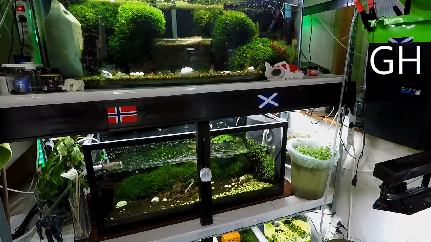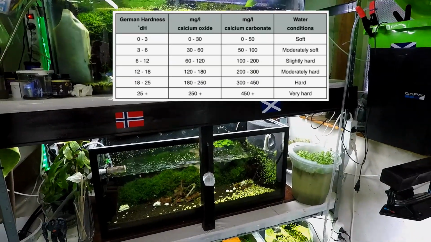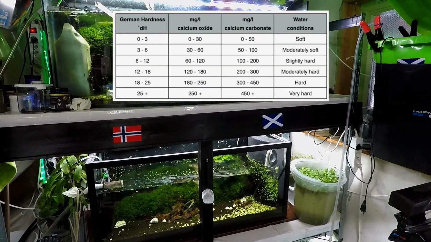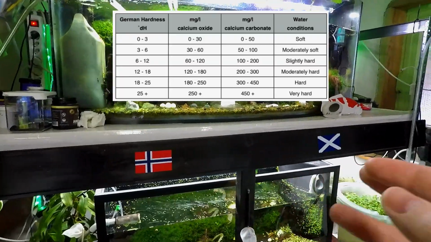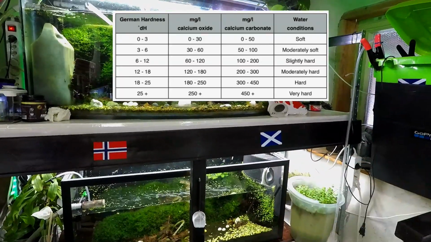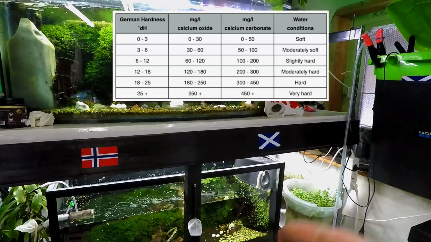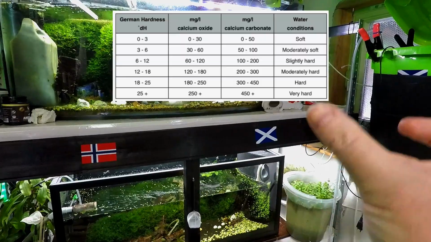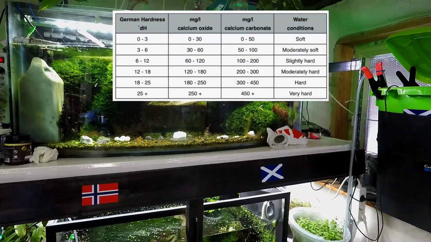There's also a German general hardness scale, which is a little bit hard for me to remember off the top of my head. Just to give you a rough example, 100 parts per million would be very soft water, and 150 would be medium soft water. That's not exact, I'll probably put a little diagram up here so you can see exactly what it is. But that is what GH is.